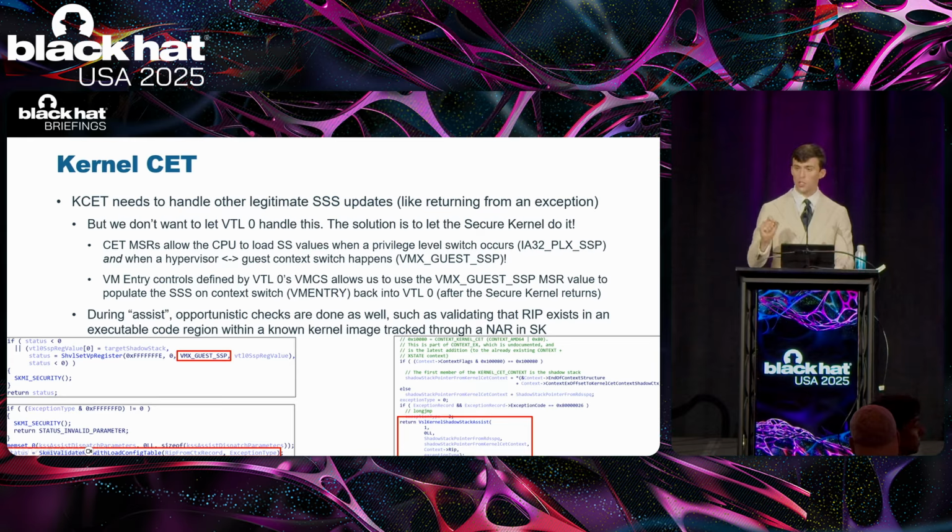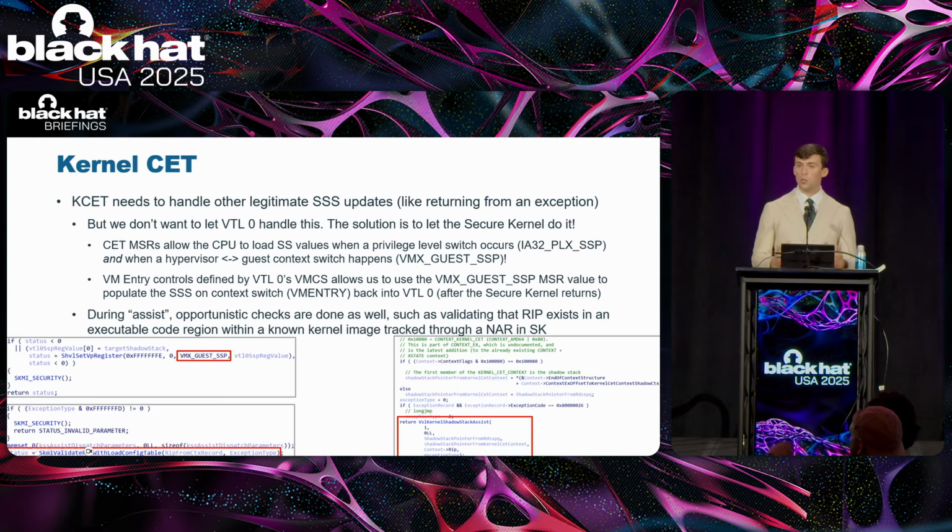What happens is there's a special virtual processor register associated with the virtual machine control structure for VTL0. And the VMCS is configured in a way that when VM entry occurs, that's the context switch back for the processor executing in context of VTL0, it will pull the new shadow stack value from this entry in VMCS. And so for all intents and purposes, only the secure kernel can supply the new shadow stack value for an exception, which is one of the things that we have to be aware of.